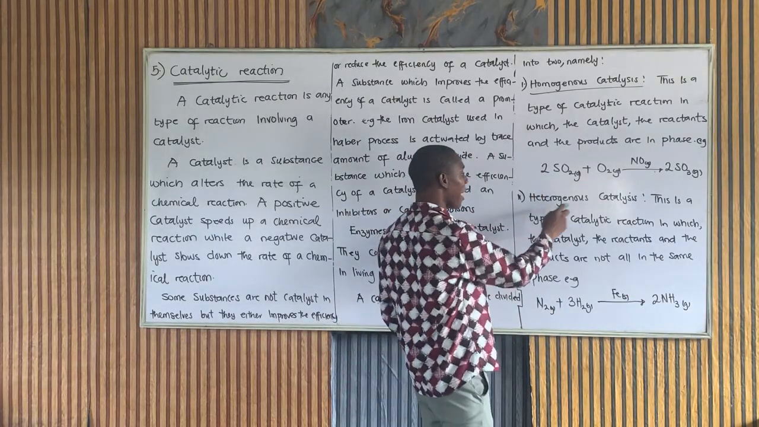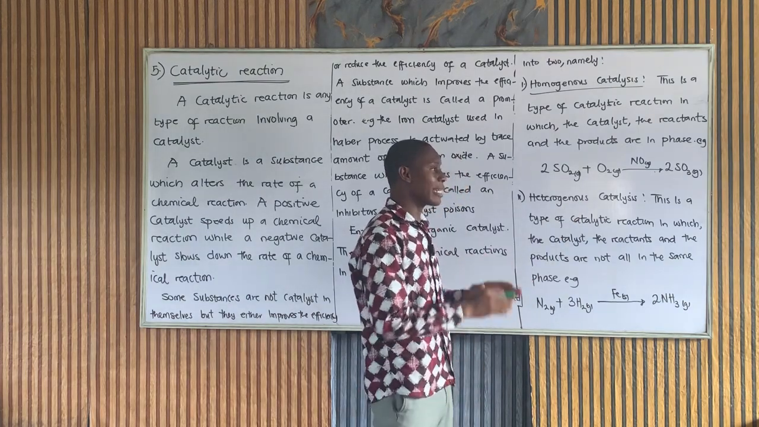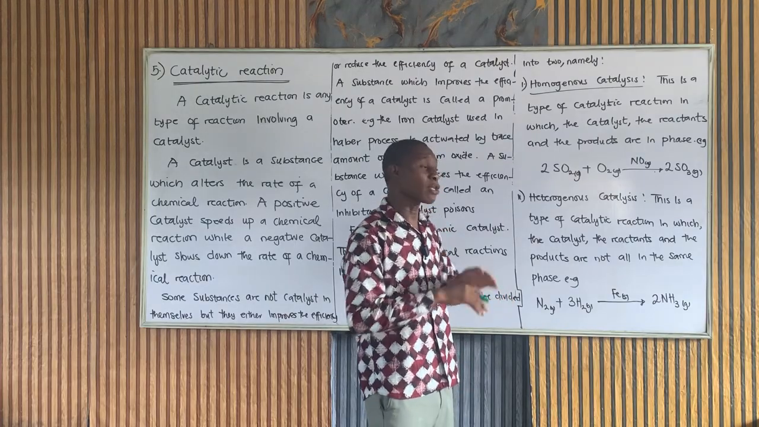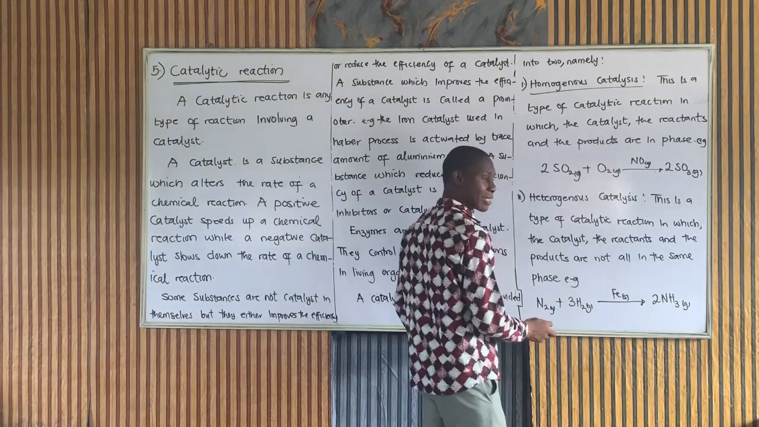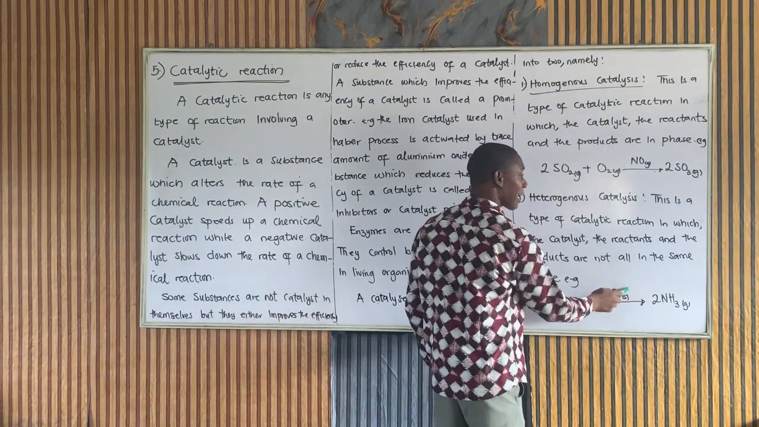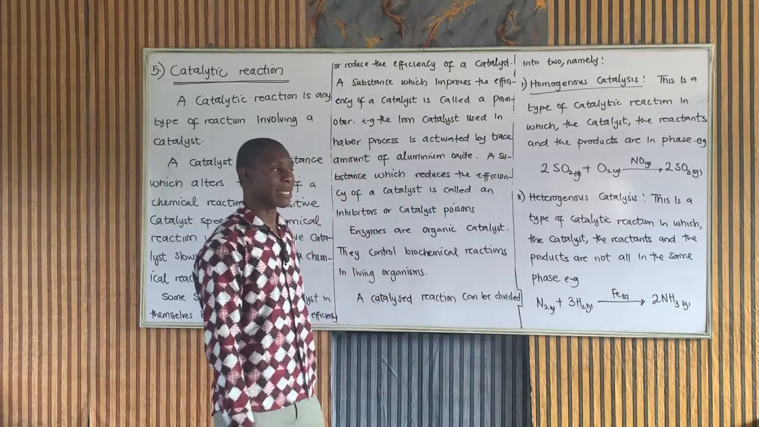We also have what we call heterogeneous catalysis. In this type of reaction, the catalyst, the reactant, and the product are not all in the same phase, as we can see in the Haber process now, that the reactant is a gas, the product is a gas, but the catalyst is a solid. And so this is an example of heterogeneous catalysis.